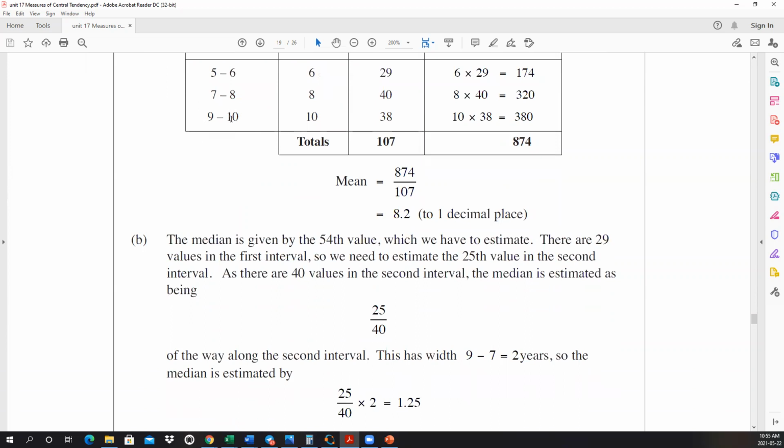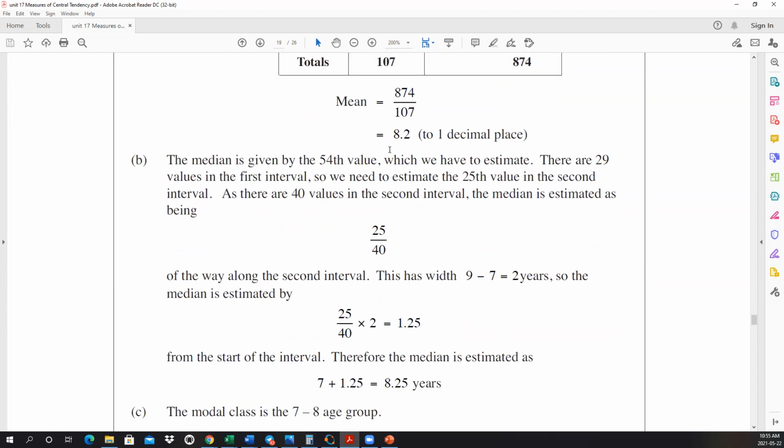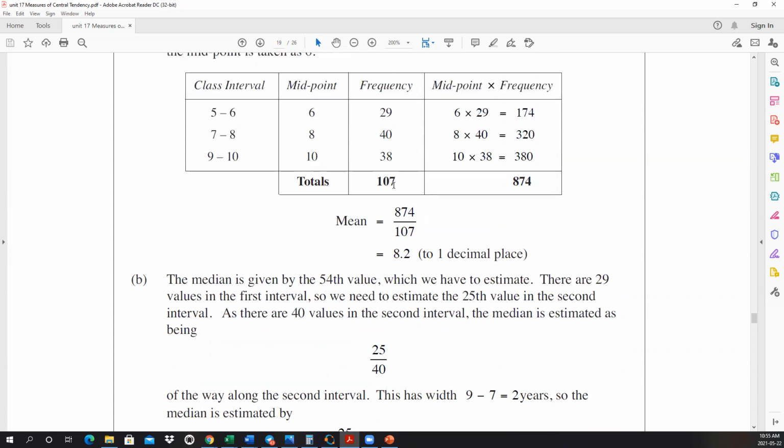And as the name suggests, the midpoint is the value at the middle, right? So the median is given by the 54th value. 107 is an odd number, so you can just split it in two and find that number in the middle. So 53 on the left side, 53 on the right side, and you would be left with 54. The 54th value would be in the middle.